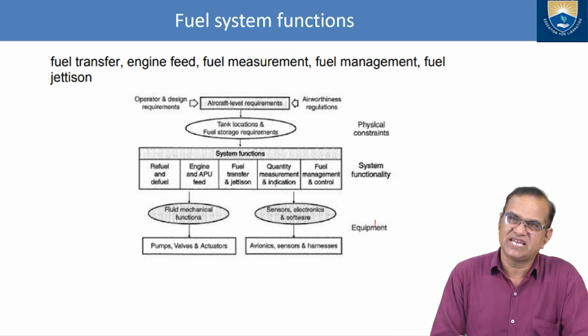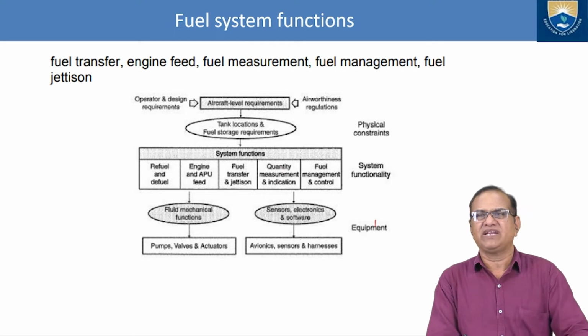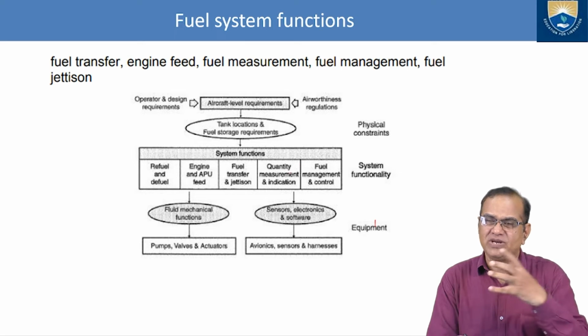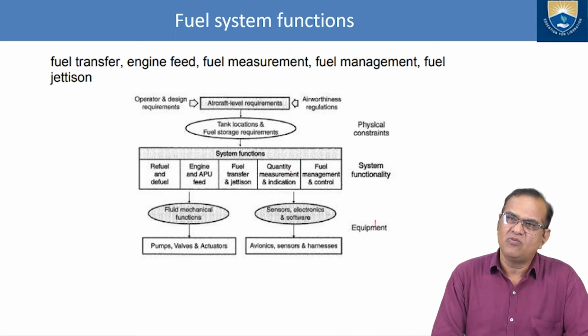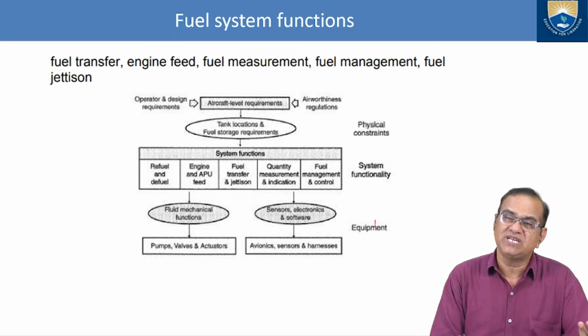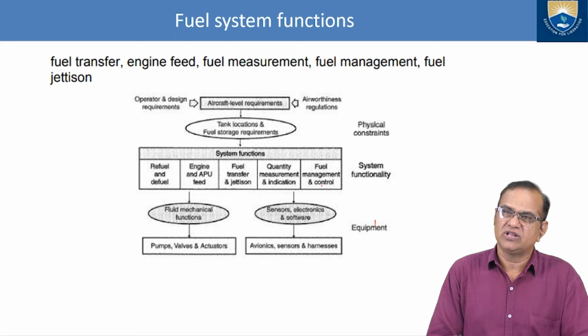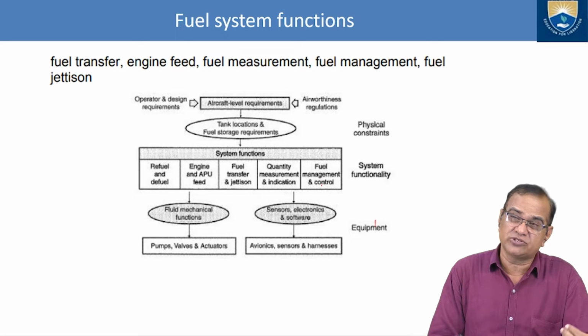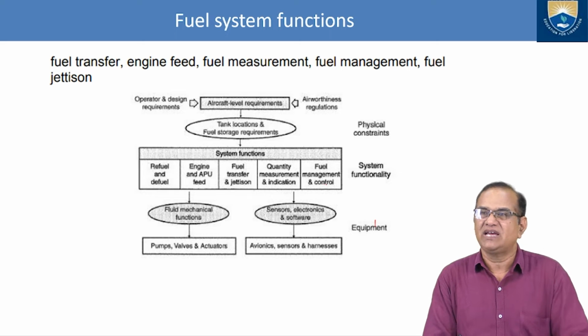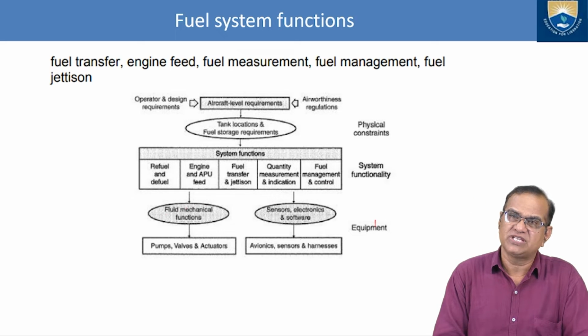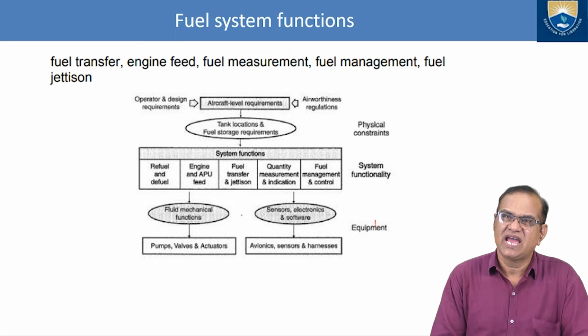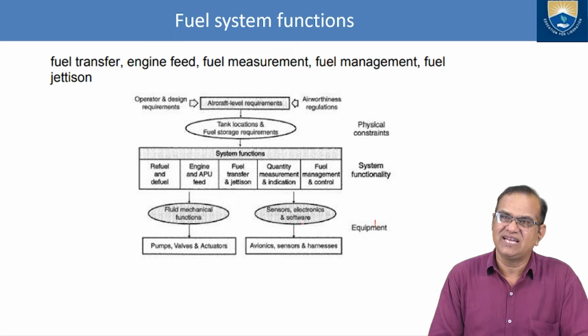Then the measurements and the indication: quantity measurement and indication, how much fuel is available in the fuel tanks, how much fuel is entering and how much fuel is going out. All this has to be indicated properly. Fuel management and control: in case of emergency, you should be able to shut off the fuel. In case of other issues, from one part to another part, we should be able to feed the system as per the requirement. Now from here, if you see, the fluid mechanical functions and the sensors, electronics and software.